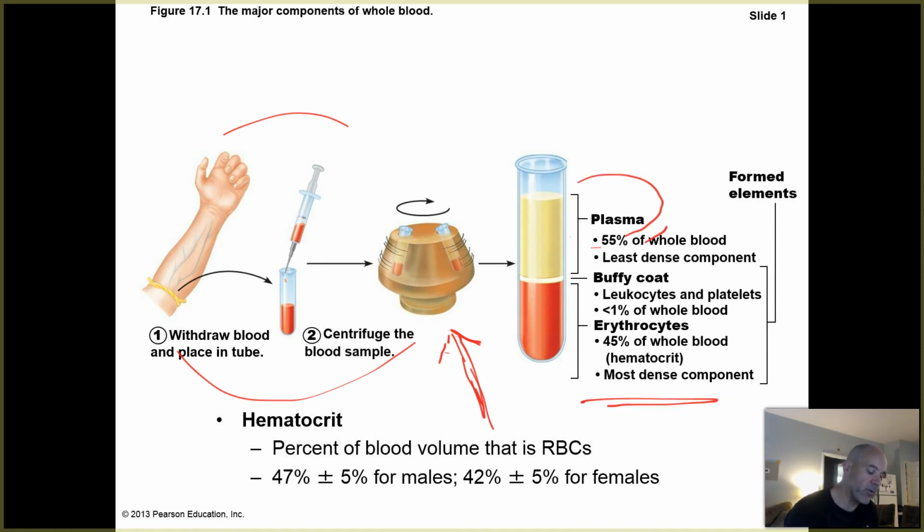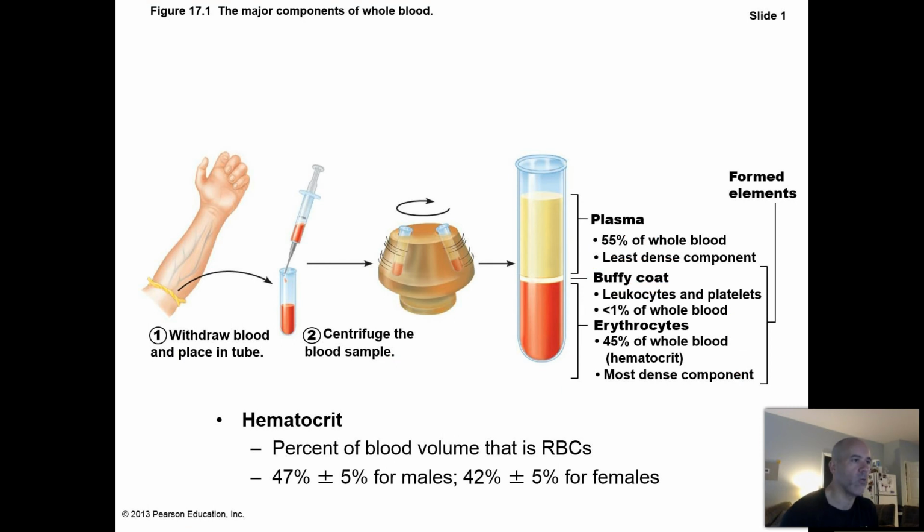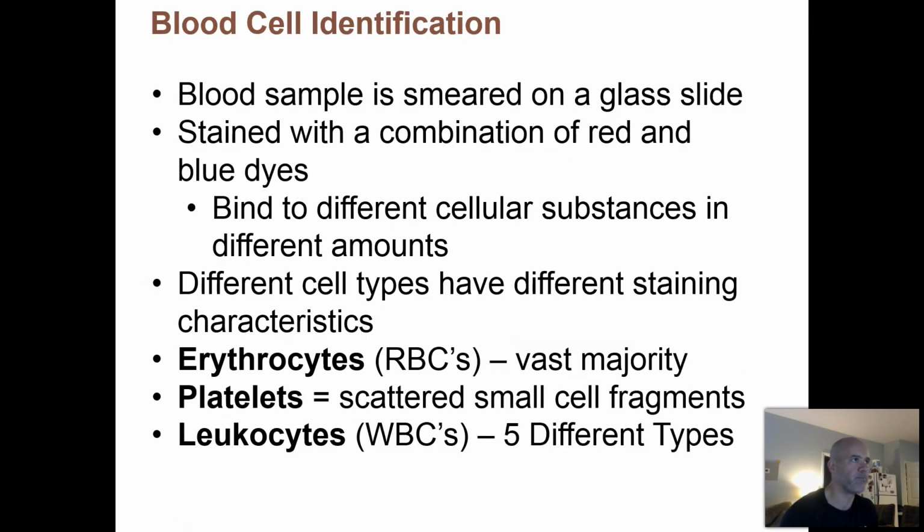Then you have your erythrocytes, or your red blood cells, down in the bottom of the tube, that are the most dense. And then in the center, you would have a little strip, which would have a straw, whitish color to it. That's called the Buffy coat, and that's where you would find your white blood cells and your platelets. This has all been covered over on the physiology side, so I'm not going to rehash all of that here.